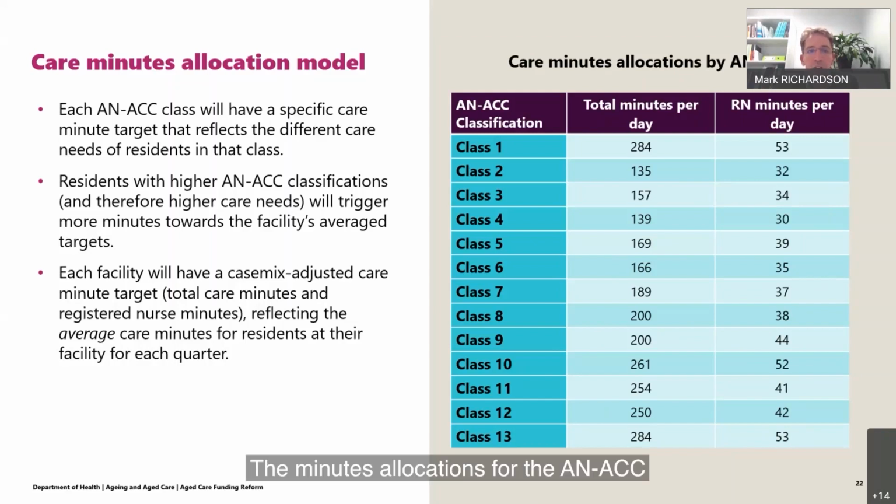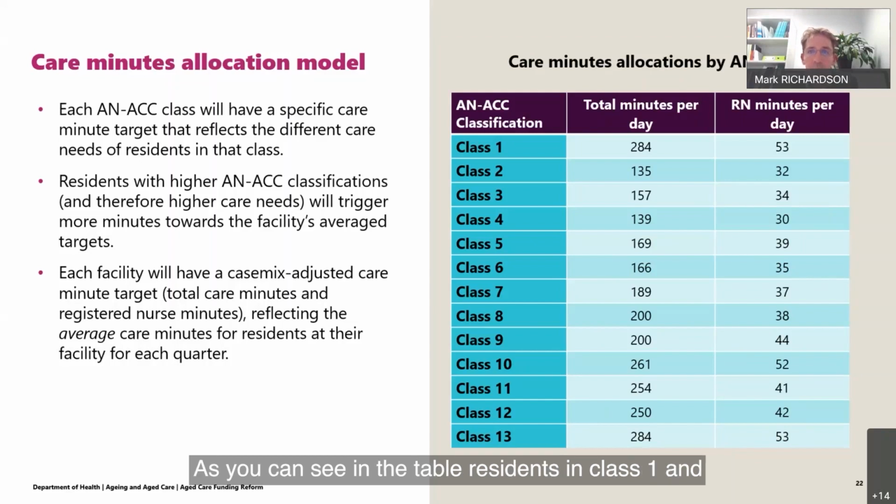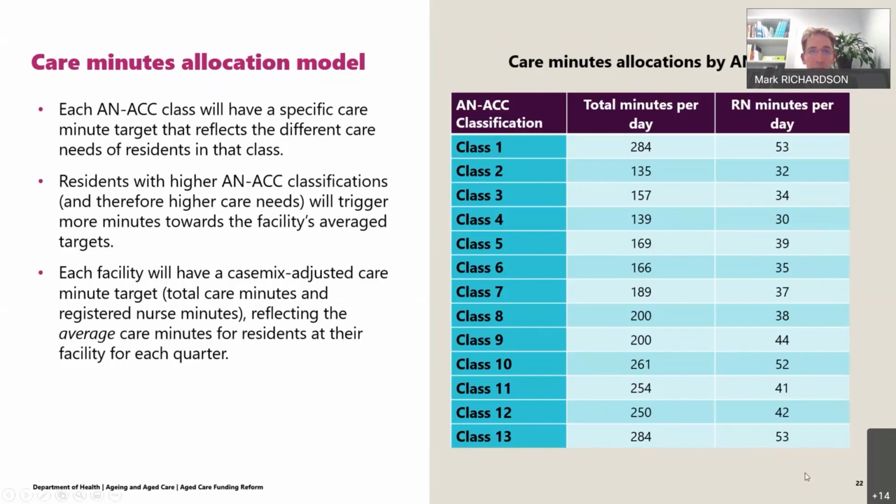The minutes allocations for the AN-ACC classifications are based on what was found to be delivered in the relativities in the RUC study. As you can see in the table, residents in Class 1 and those with higher AN-ACC classifications, and therefore higher care needs, will trigger more minutes towards the facility's average targets.